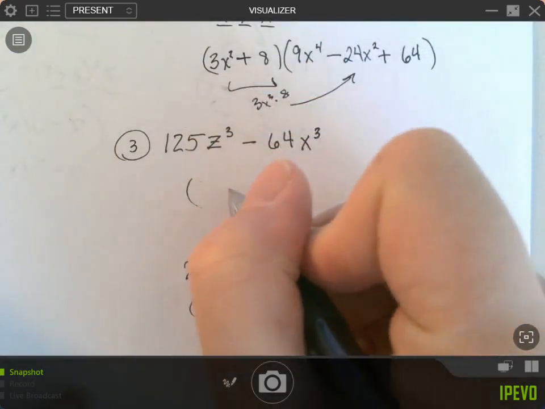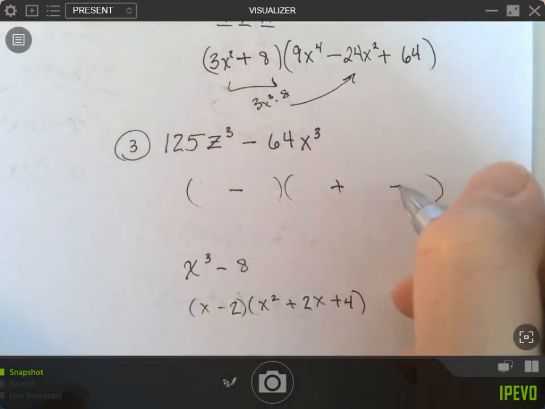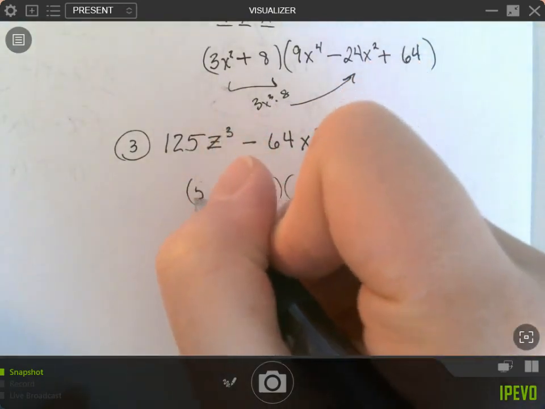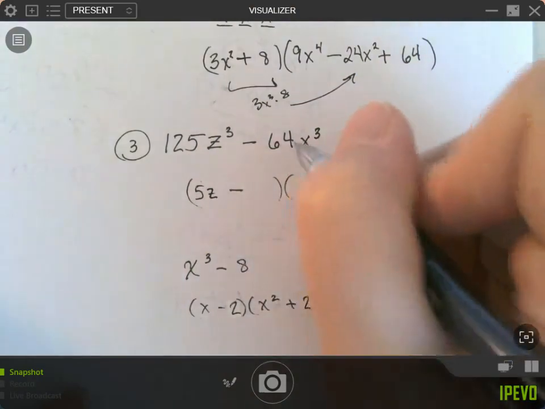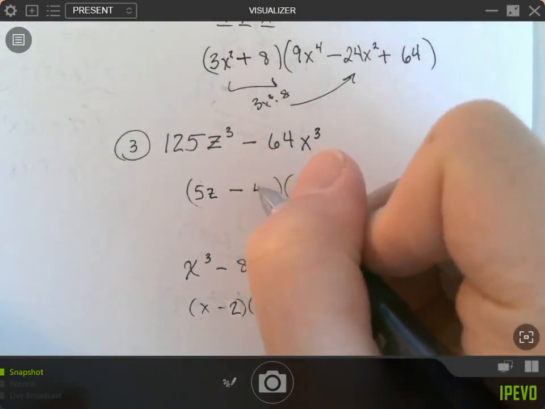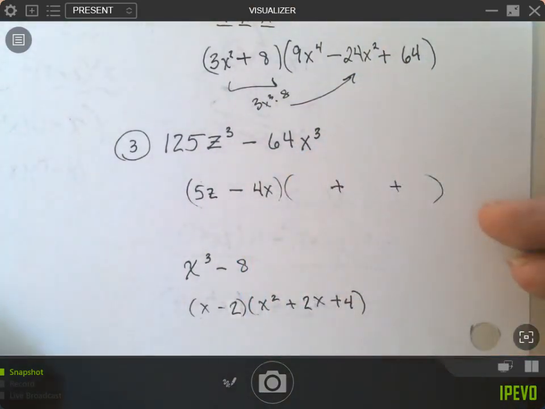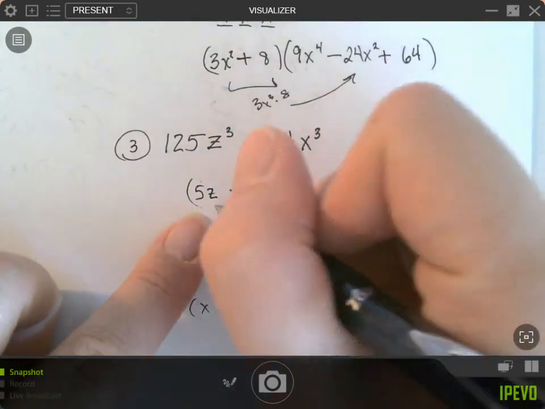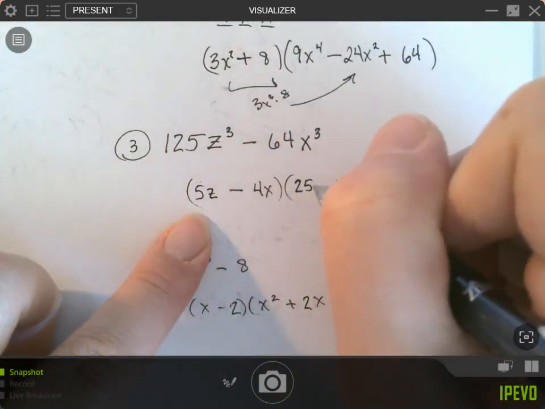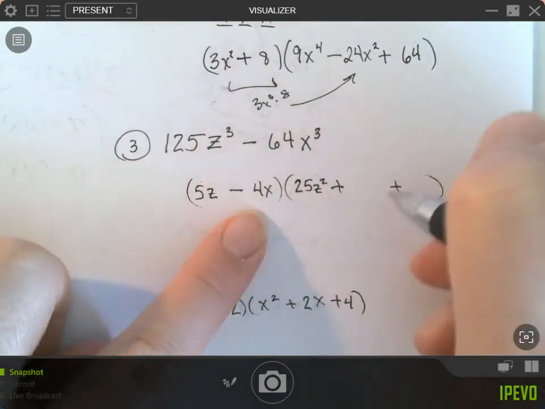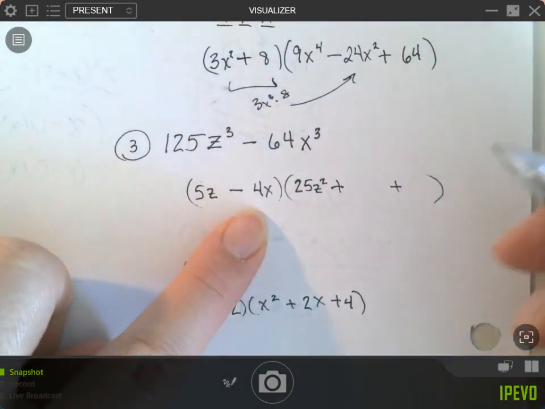So the cube, same, opposite, always positive. The cube root of 125 is 5. Keep 1z. The cube root of 64, x to the third, is 4x. So we're just bringing the variables down. Take this and square it. You should have a 25, but z squared. Take this and square it. What should I get for my last term?